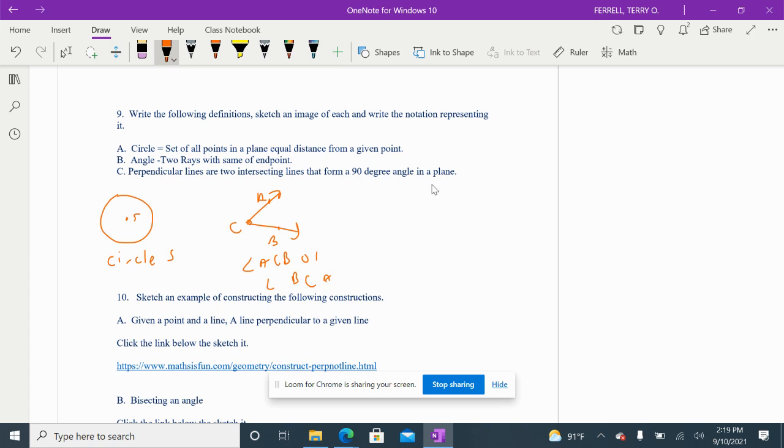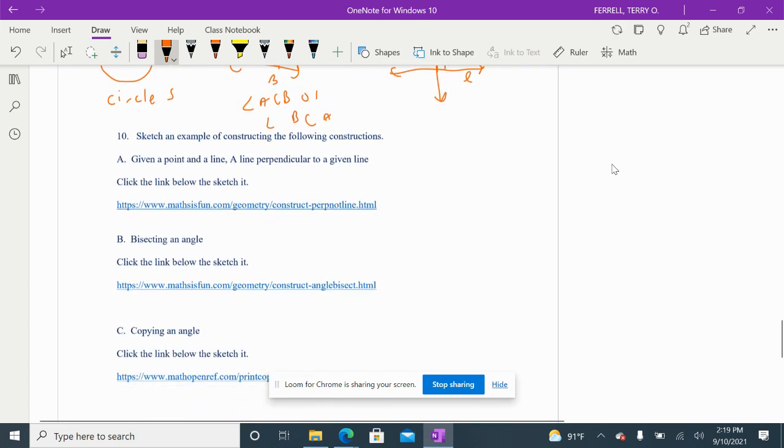Perpendicular lines, I can draw, let's see, there's the perpendicular lines, a right angle. I can label this as, let's say, L and this M. And my notation would be L is perpendicular to M. That's it. And number 10, I literally want you to go to these little links here.